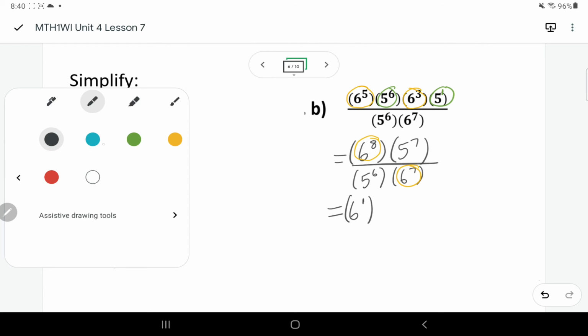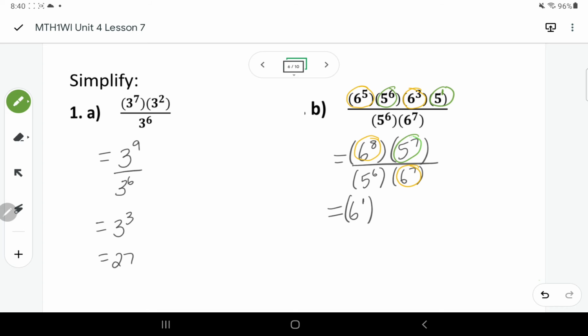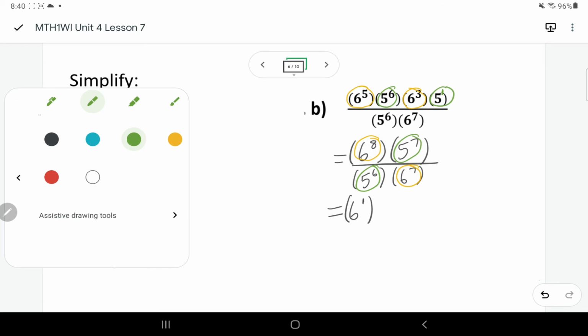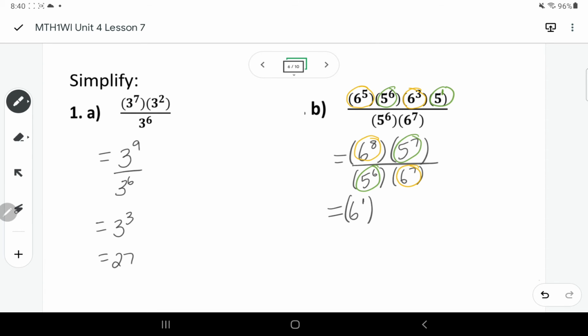And then I have also same bases there. 5 to the exponent 7 divided by 5 to the exponent 6. Keep the base the same, subtract those exponents. Now we can evaluate. 6 to the exponent 1, that's just 6. 5 to the exponent 1, just 5. So then I have 6 times 5, which gives me 30. So again, reasonable small size numbers, you will just evaluate those to a final answer at the end.